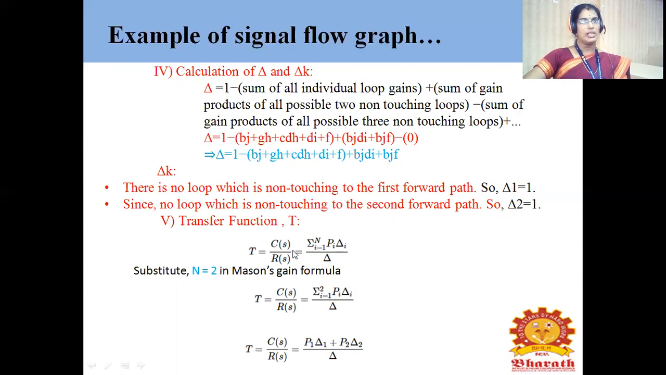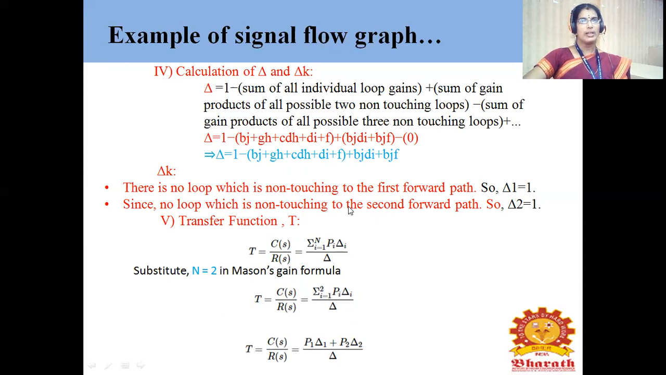T is equal to C of S divided by R of S, which is equal to the summation i equal to 1 to N of Pi del i divided by delta. Now, N is equal to 2, so if you are substituting in Mason's gain formula, the terms can be expanded as P1 del 1 plus P2 del 2 divided by delta. P1 is nothing but the first forward path. P2 is nothing but the second forward path. Delta 1 is nothing but the value of delta which is not touching any loop.